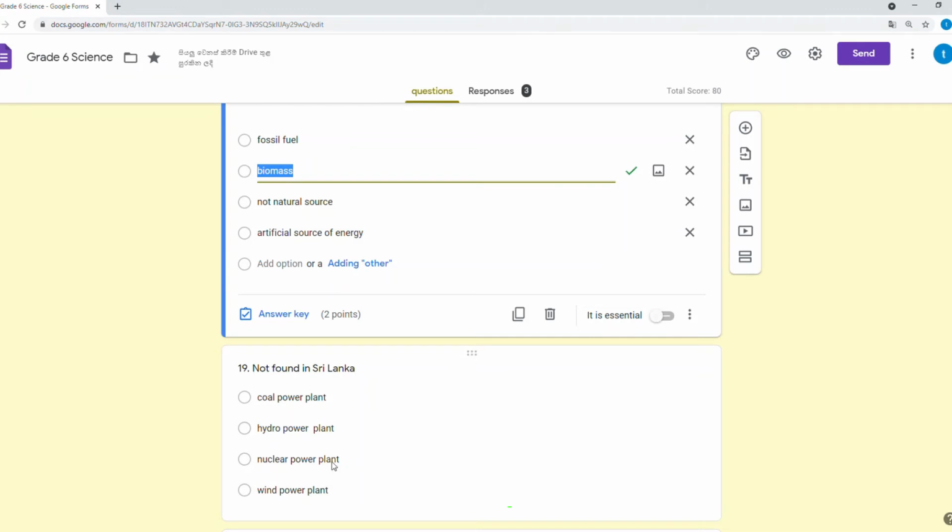So according to the given list, not found in Sri Lanka, your answer should be the third one, nuclear power plant.